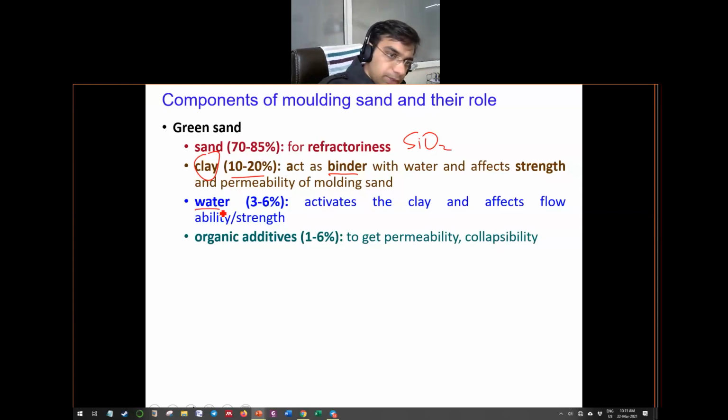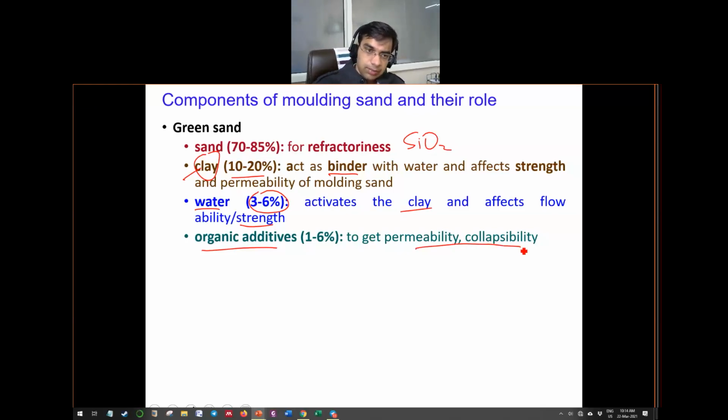Then is water. The next component is the water, which is added in the range of 3 to 6%. The function of water is basically to activate this clay, which is added in here, and it also affects the flowability and strength. The content of moisture is basically useful to activate the binding property of the clay. And lastly, we have some organic additives which are added to provide permeability and collapsibility.